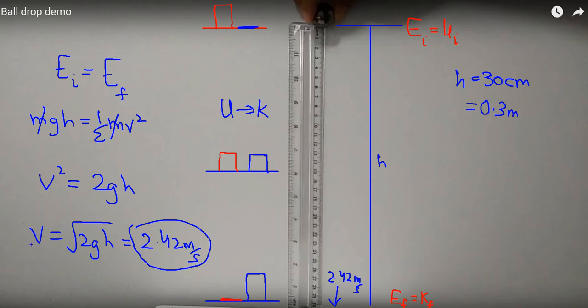An interesting thing to note over here is that there's obviously a square root, so there's going to be a plus minus sign. You have to choose the minus sign yourself. The velocity is going to be negative because the ball is moving down.